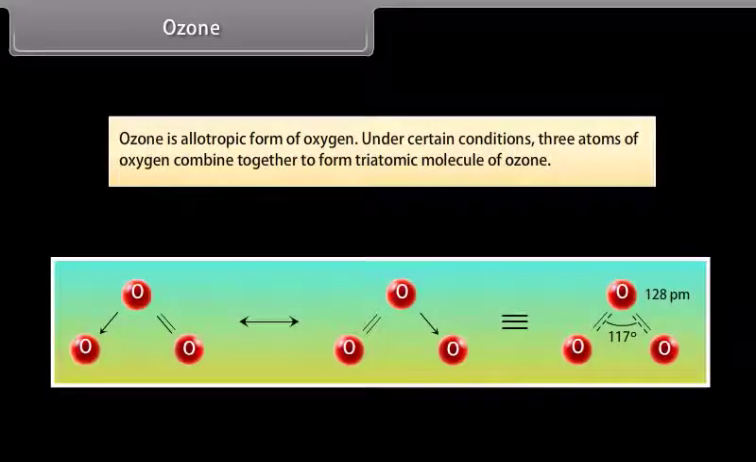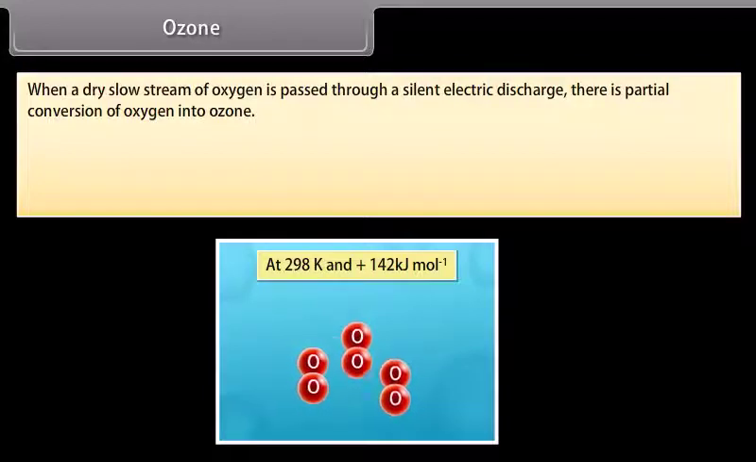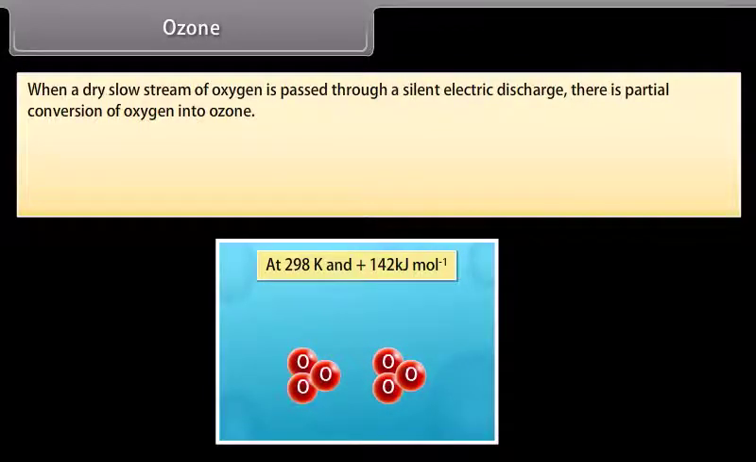Ozone. Ozone is an allotropic form of oxygen. Under certain conditions, 3 atoms of oxygen combine together to form the triatomic molecule of ozone. When a dry, slow stream of oxygen is passed through a silent electric discharge, there is partial conversion of oxygen into ozone.